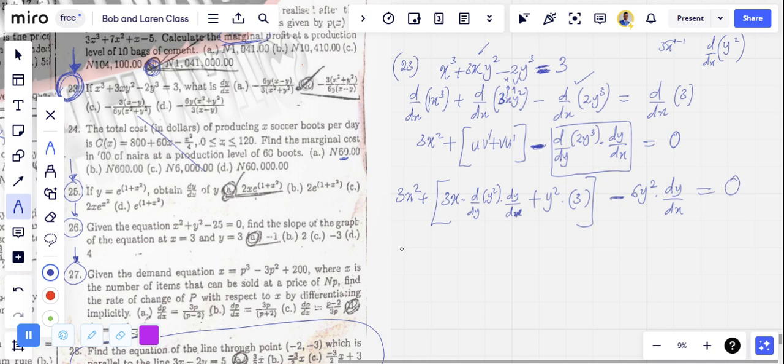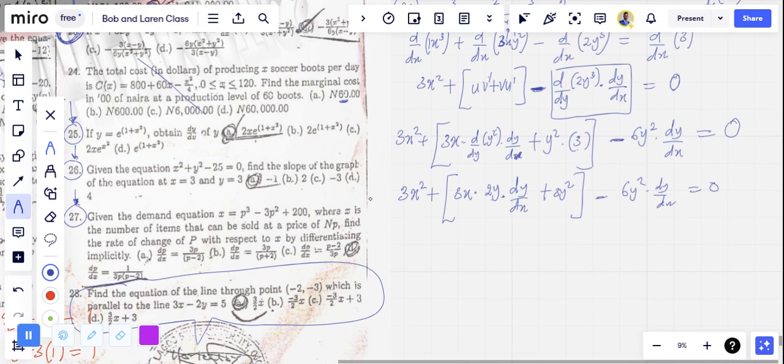0. So the next thing for us to do is write 3x squared there, then plus, you open a bracket, you have 3x. I want to differentiate y squared with respect to y. That should give us 2y. Differentiate y squared with respect to y, that's 2y, but I still have it multiplying dy over dx. 3 times y squared is 3y squared, minus 6y squared dy over dx equals 0.